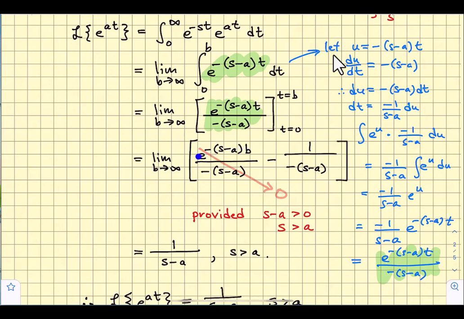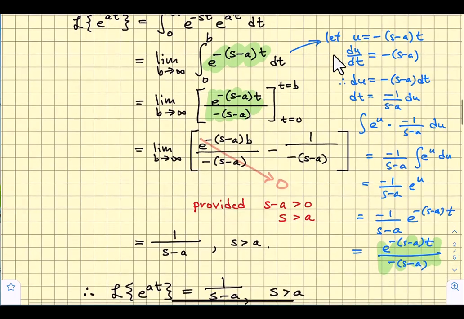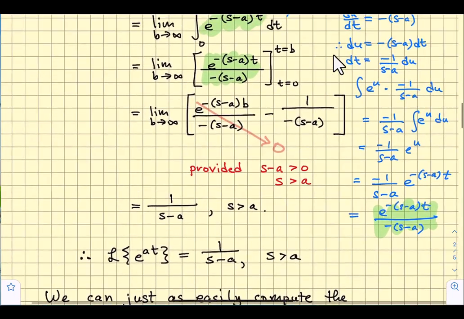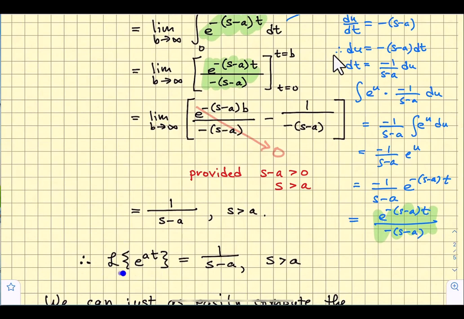That will ensure that this is a decaying exponential as b goes to positive infinity, and when that happens, this term goes to 0. We simplify what's left, we get this, and so our grand conclusion is that the Laplace transform of e to the at is the new function 1 over s minus a with the stipulation that s has to be greater than a.